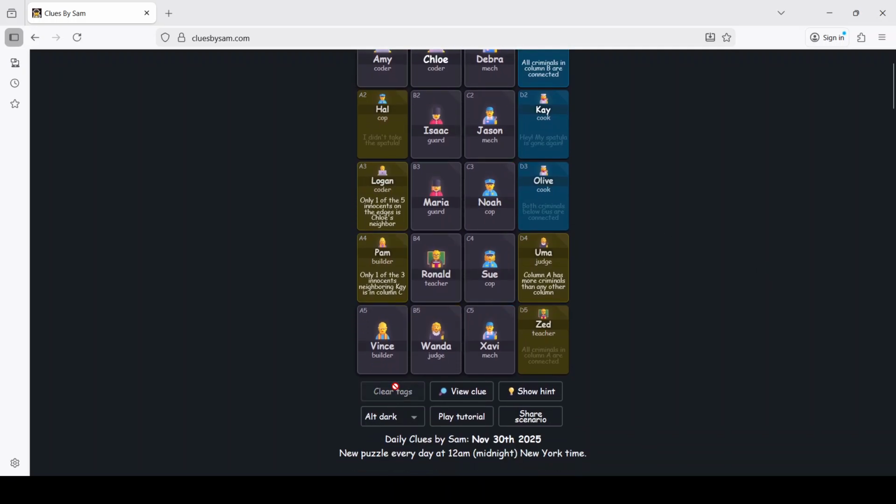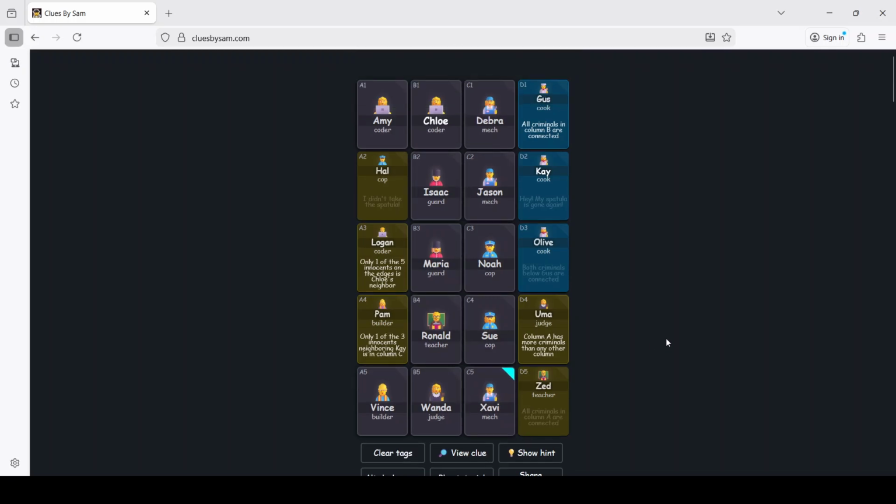Let me see. So if Zavi is innocent, we know that either Amy or Deborah is going to be innocent. So that would be 5. Wanda, Vince, and Chloe would all have to be criminals, but we can't have both Chloe and Wanda being criminals. So yeah, Zavi has to be a criminal. But then let's think about this. So if Vince is innocent, though, the same logic applies where Chloe and Wanda would both have to be criminals. So Vince also does have to be a criminal.